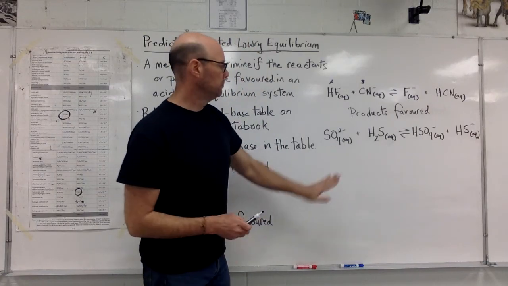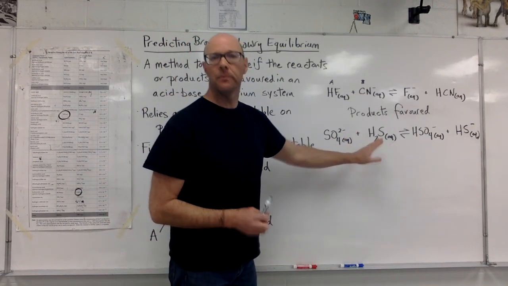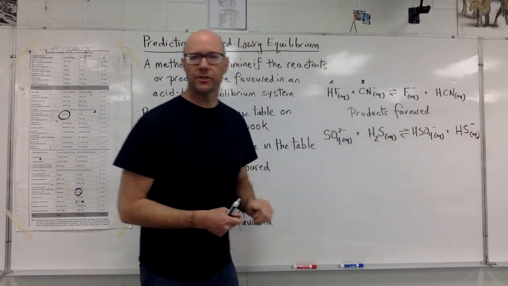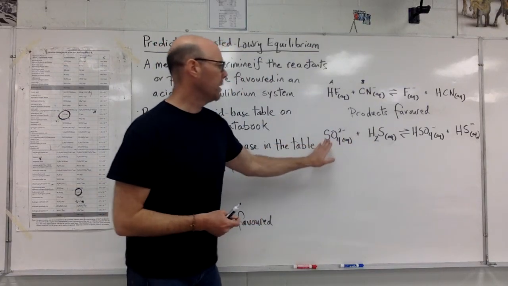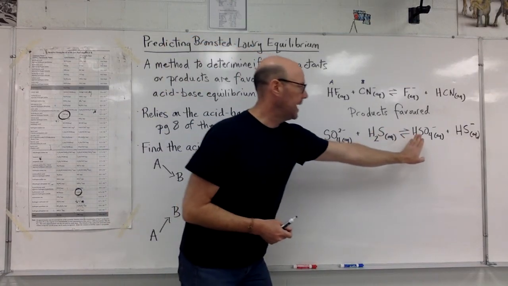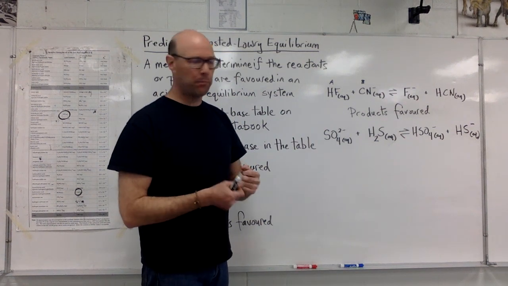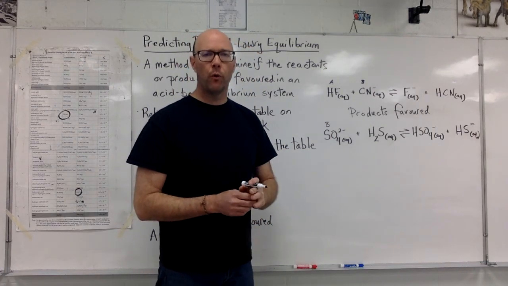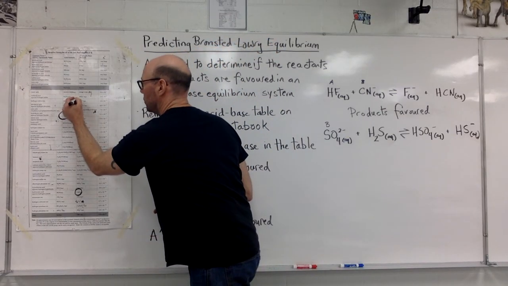A second example, sulfate ions, SO4 2-, reacting with H2S, that's hydrosulfuric acid, in equilibrium with hydrogen sulfate ions and hydrogen sulfide ions. I need to decide which one is the acid, which one is the base. The SO4 2- became HSO4 1-. It accepted a proton, it gained an H+, it's the base. I need to find those SO4 ions here in the base column of my table. It's right here.